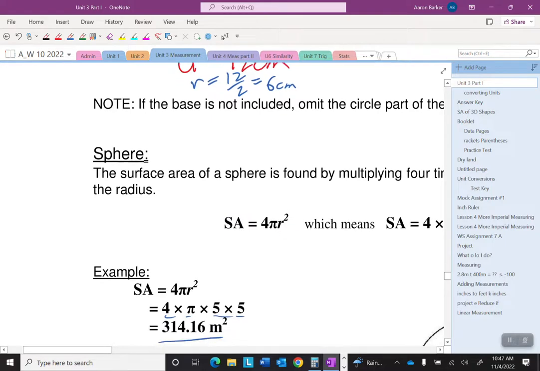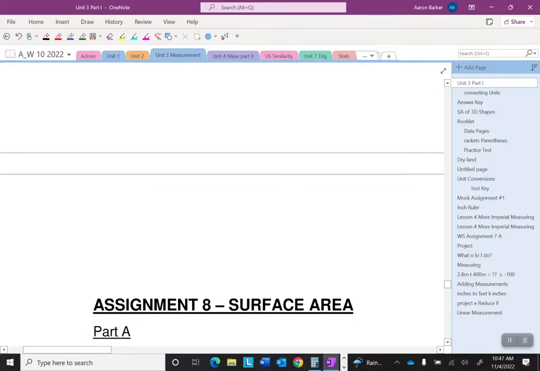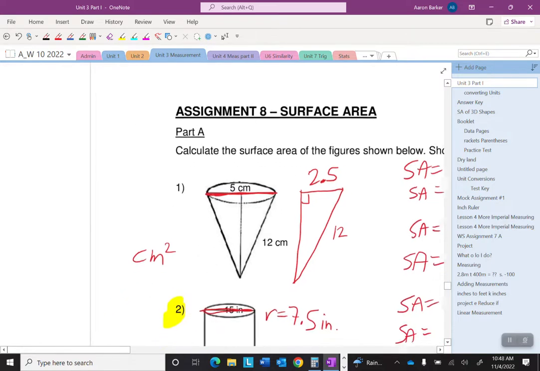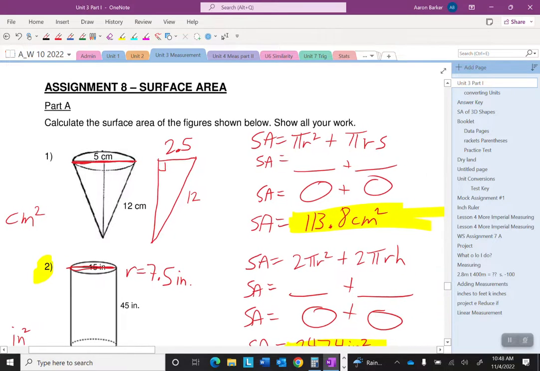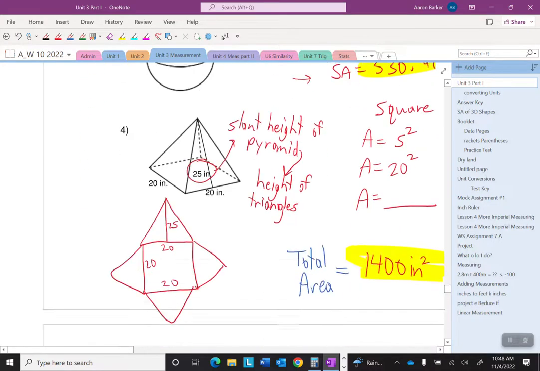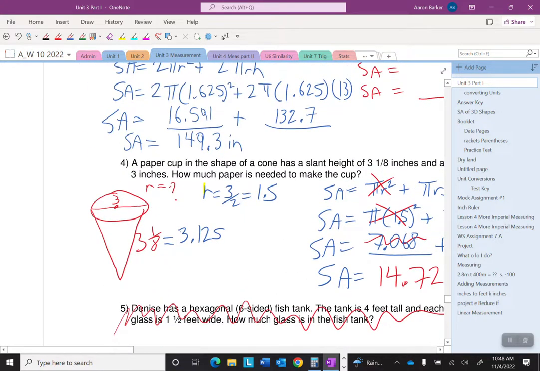Okay, so your instructions for today. I want you to go to your assignment number 8. Okay, assignment number 8. So today's work, I want you to do assignment 8, number 1 and number 4.